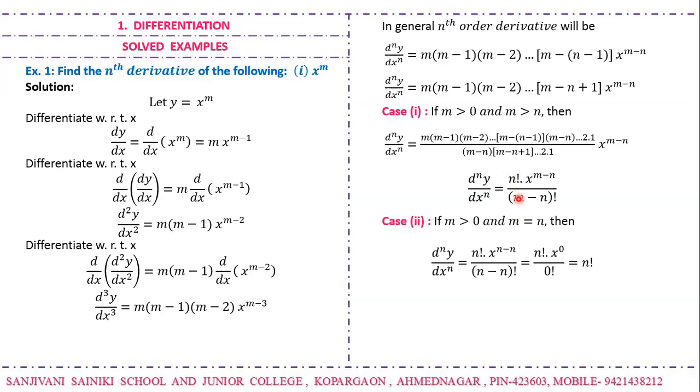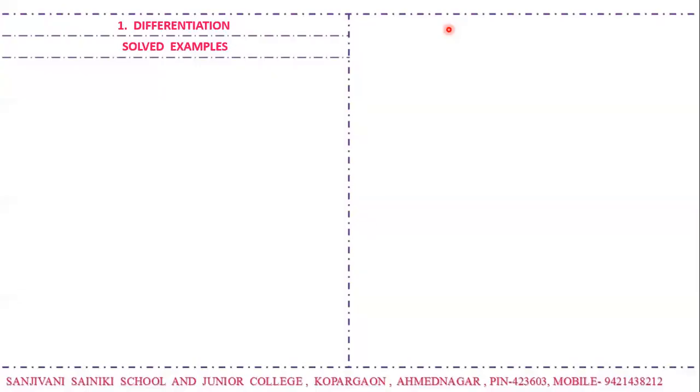Now if m and n are the same, then x raised to m minus n is x raised to 0, which is 1, so we get n factorial only. And if m is less than n, so the degree of this polynomial is less than the order of the derivative, then its derivative will be 0.